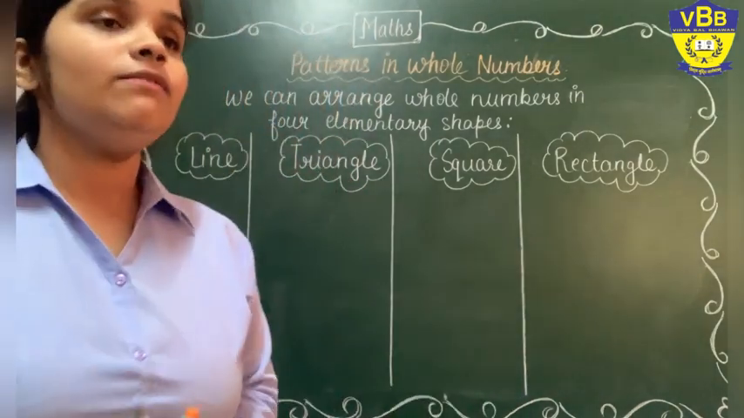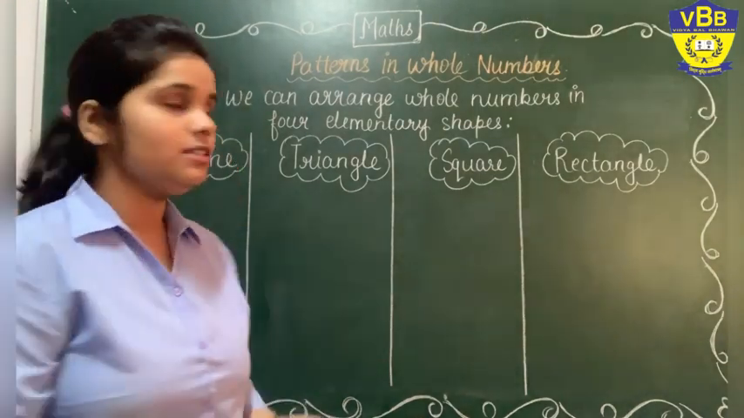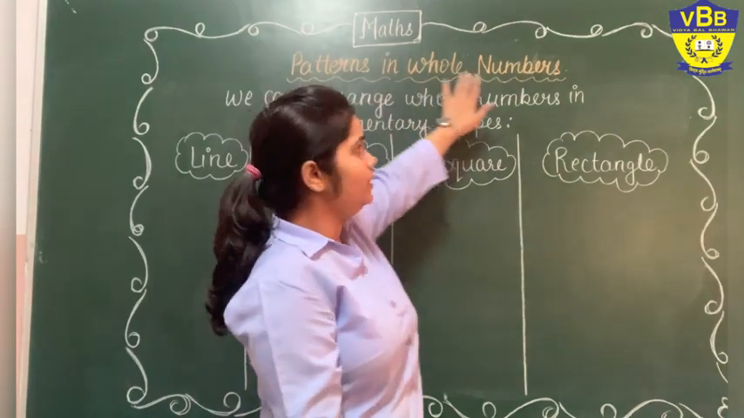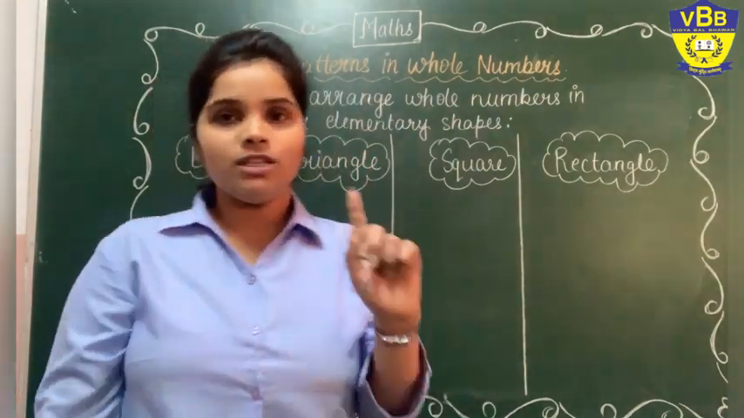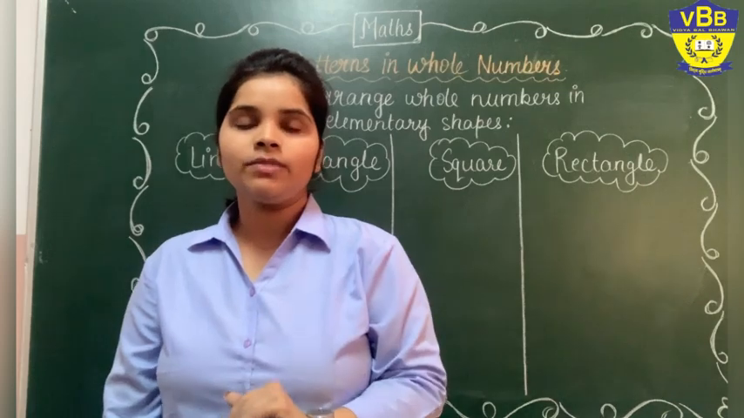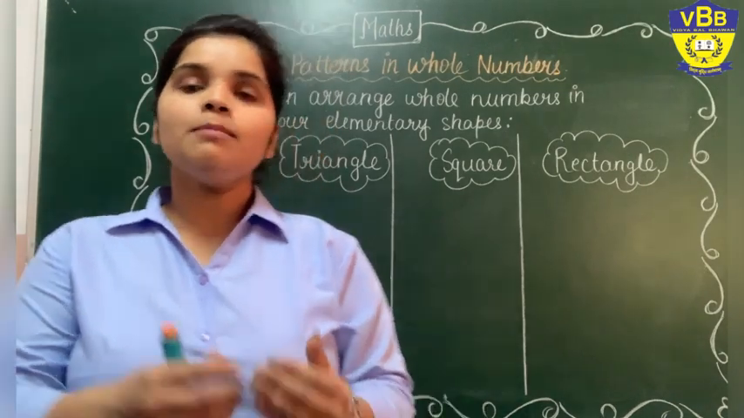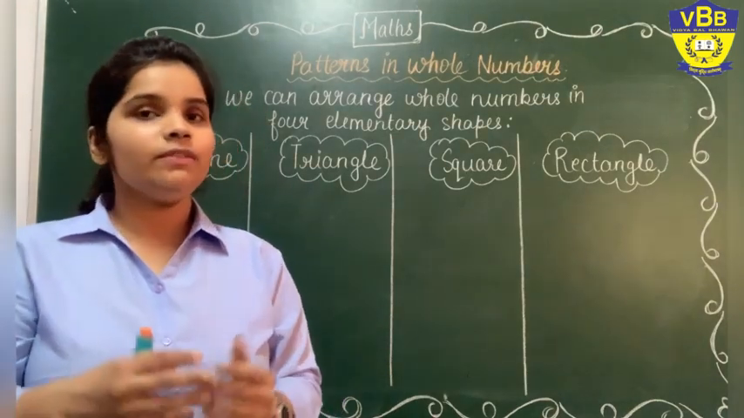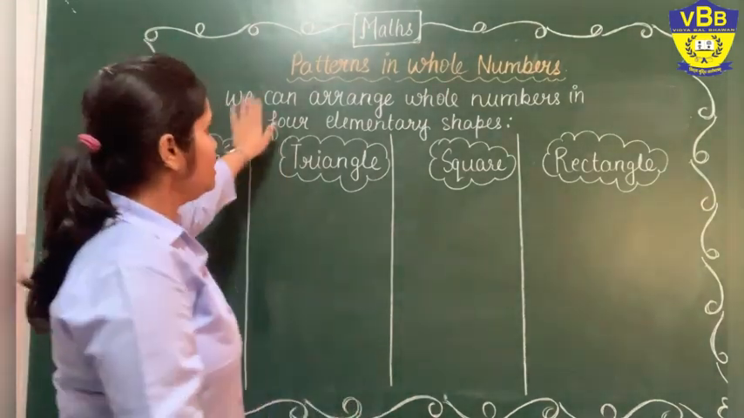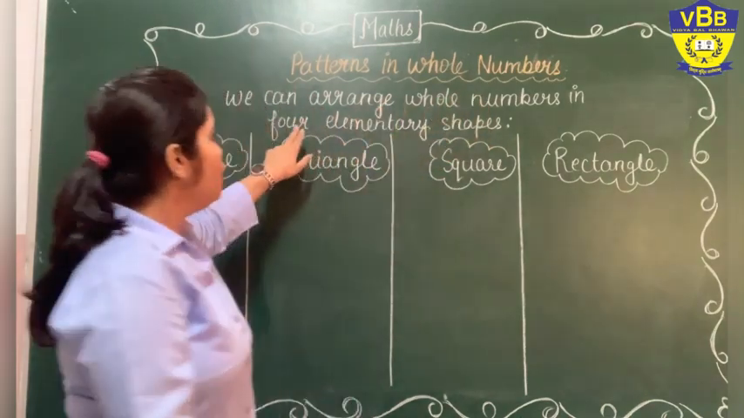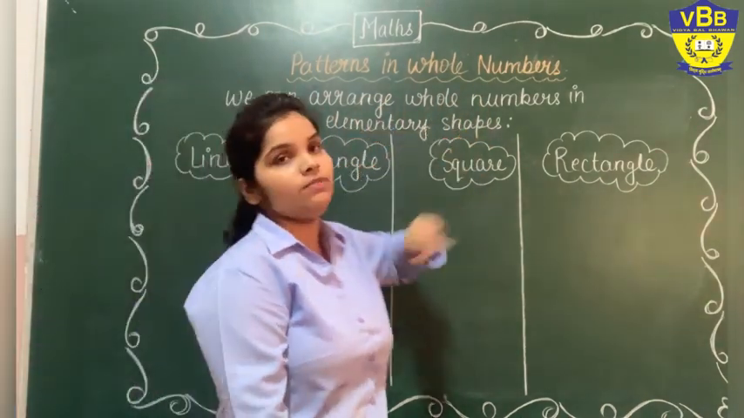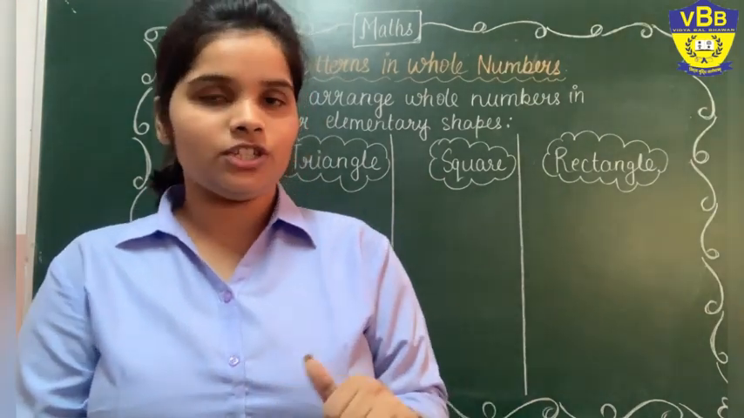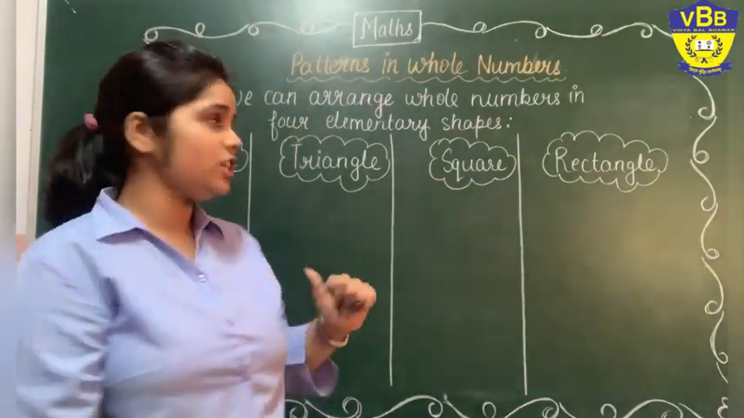Now today we are going to discuss the patterns in whole numbers. Today's topic is patterns in whole numbers. Whole numbers start from 0, 1, 2, 3. Today we are going to discuss some patterns followed by the whole numbers. When we look, we will find that we can arrange some of the whole numbers in 4 elementary shapes. What are the 4 elementary shapes?